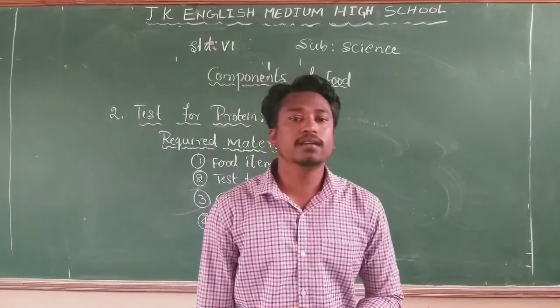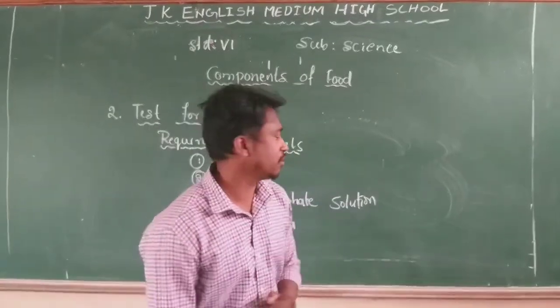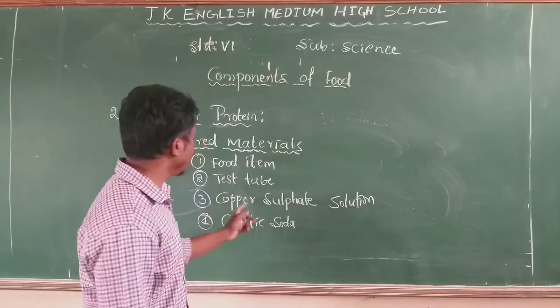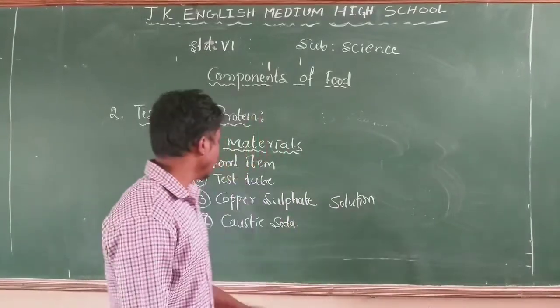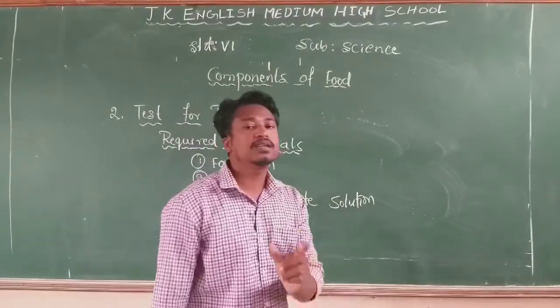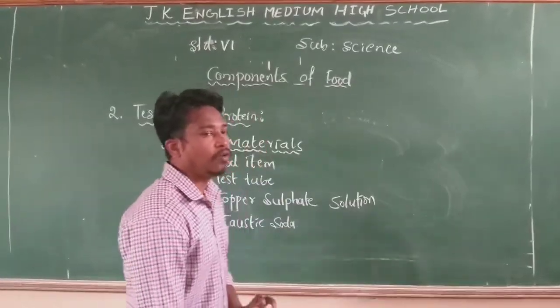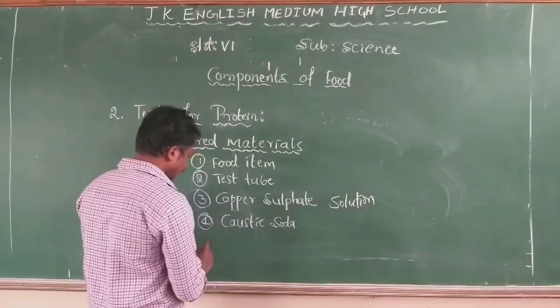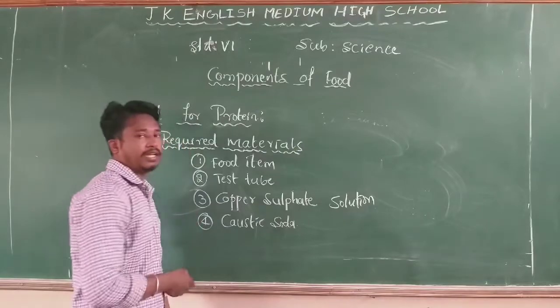For carbohydrate we require which solution? Iodine solution. For the protein test we require copper sulfate solution, and we require a little bit of caustic soda also. This much only is required.